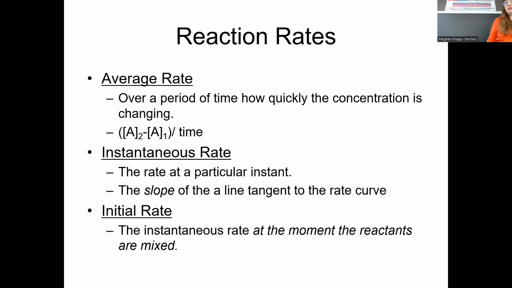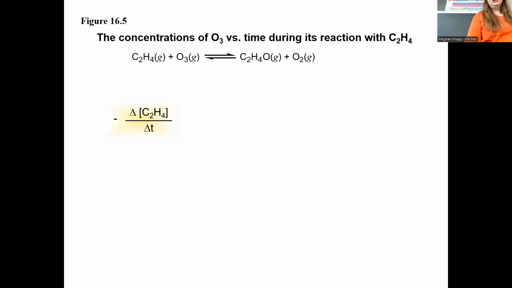Okay, so graphically we know some terms. Now let's go back to our concentrations. So we looked at the concentration of ozone as it was going down. How would the concentration of the ethylene, the C2H4, change over that same time frame? Would the change look the same? Would it be a mirror image?